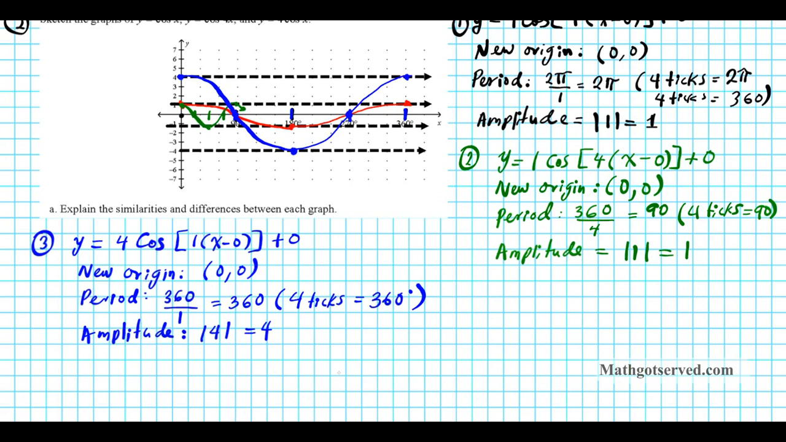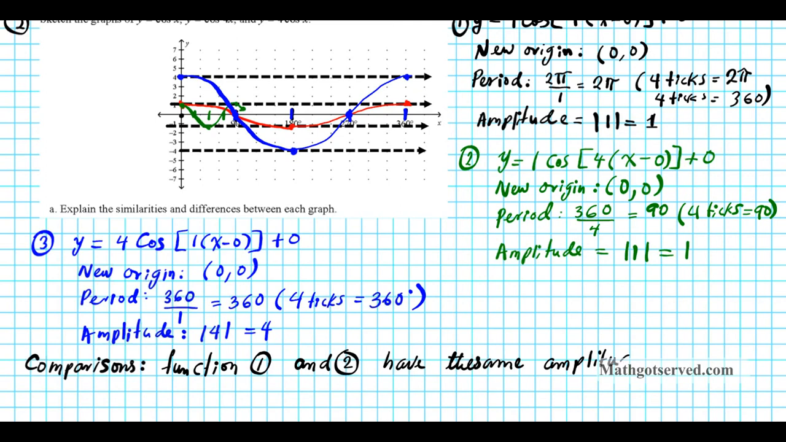Okay, let's go ahead and compare the graphs, similarities and differences. So I can just title it comparisons. What do we notice here? Periods. The green one is 2, the red one is 1. So we notice that the first and the second one have the same amplitude. Okay, so functions 1 and 2 have the same amplitude of 1, right? It's obvious on the graph.